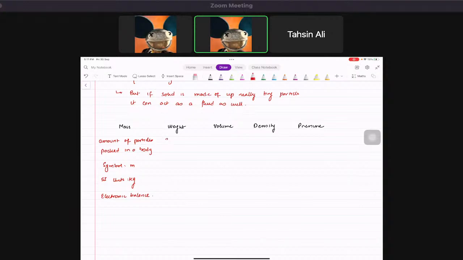Whereas weight can be defined as the gravitational force acting on a mass. The symbol that we use for weight is capital W. The SI unit of weight is newtons, and weight can be measured by a spring balance. People also call it the Newton meter. That's the same thing, really.